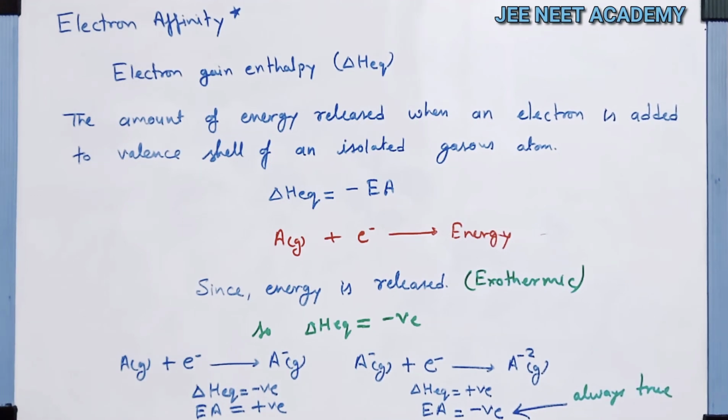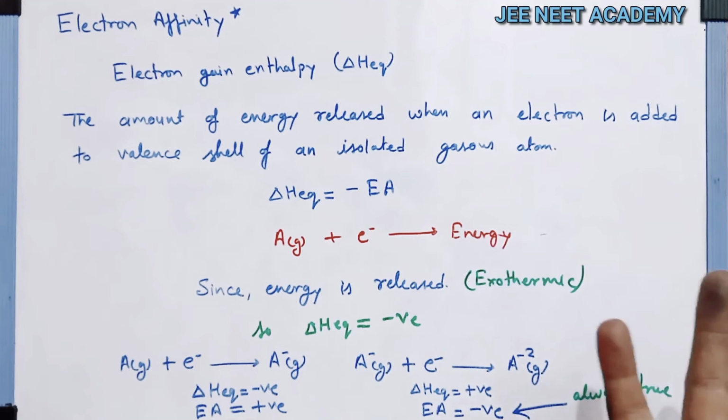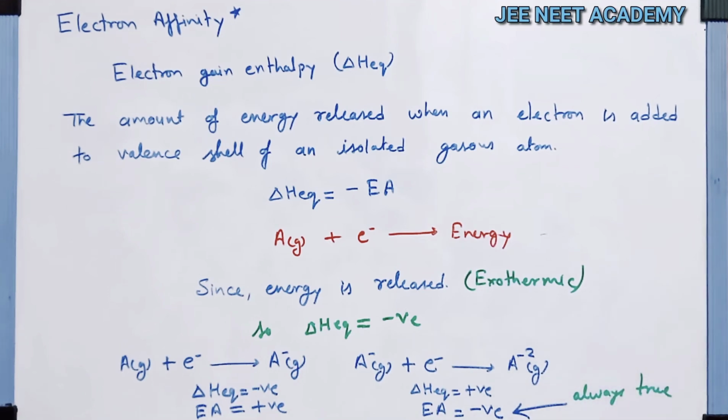Because we have already given one electron and we are adding one more electron, that atom cannot easily accommodate the second electron. Because of that we have to give some energy also, so it will add one more electron in its valence shell. That's why this is always negative.